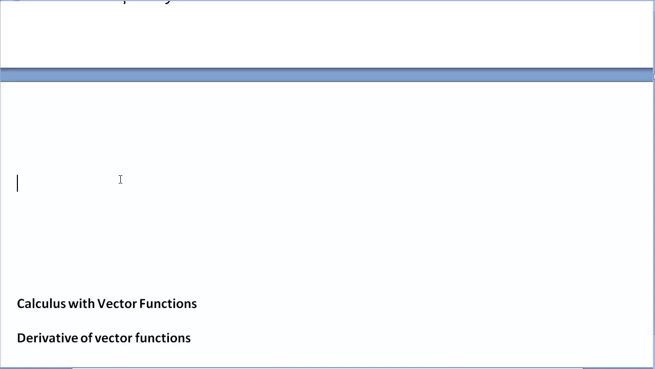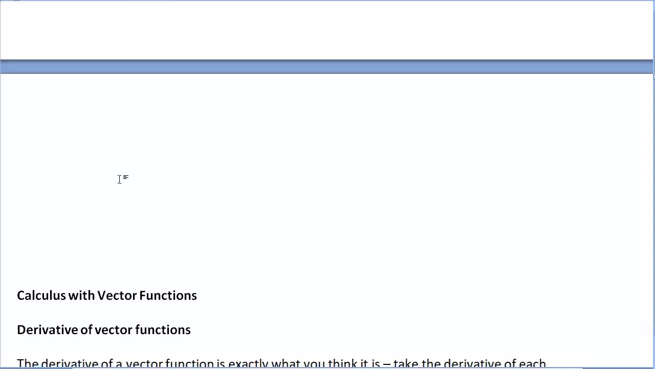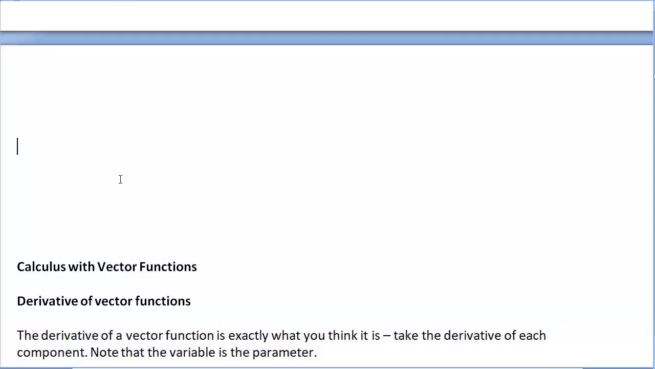So first, let's take a look at the derivative for vector functions. I'm happy to say the derivative of a vector function is exactly what you think it is. You take the derivative of each component. And the variable is going to be the parameter, which is what we would expect.